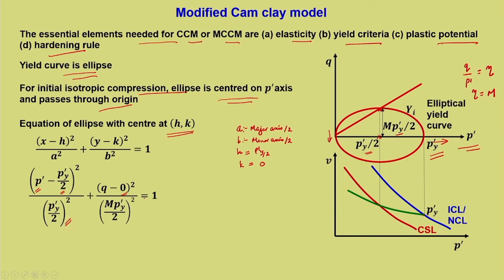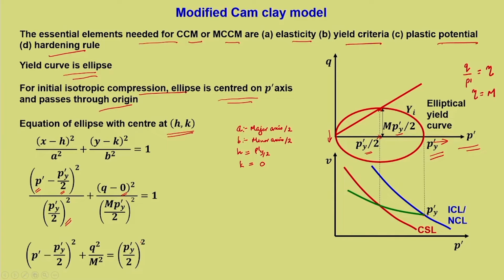Now, what we have done is we have incorporated some parameters which will define the yield, and that is in terms of the yield curve, that is in terms of p dash y and m. So, p dash y and m will take care of the shape of the ellipse. If you further simplify, you can write (p dash minus p dash y by 2) whole square is equal to q square by m square. What we are doing is we are just multiplying it by p dash y by 2 the whole square. So, that will be equal to p dash y by 2 the whole square.